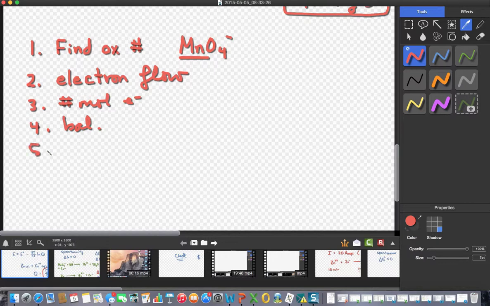Number 5, what is the relationship between an oxidizing agent and the process it undergoes? What's the relationship between a reducing agent and the process under which it goes? Number 6, if you are given reduction potential data, determine an equation that's either in a galvanic cell or an electrolytic cell.